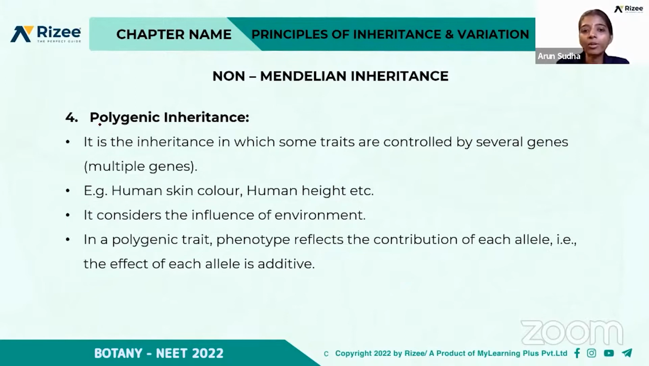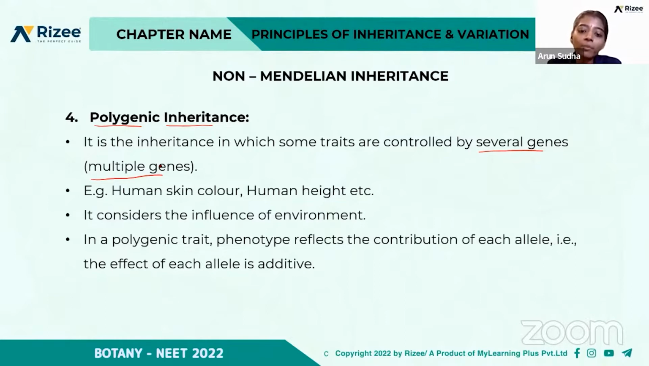Polygenic inheritance. So what do you mean by polygenic inheritance? It is the inheritance in which some traits are controlled by several genes. That is, multiple genes control one trait. For example, if you take the human skin color or the human height, we can see that the parent will be of some color or height, and the offspring will not be exactly equal to that of the parents.